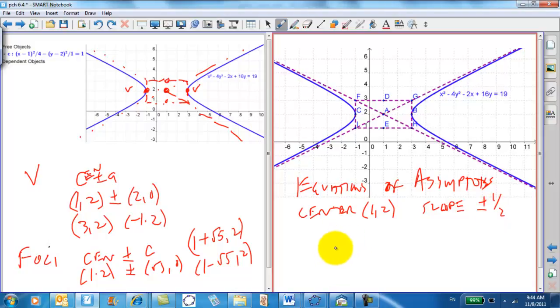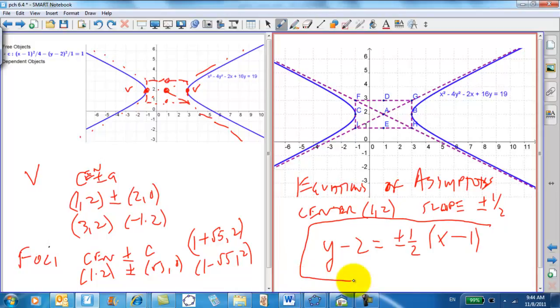So in this case, we get then for the asymptotes y minus 2 equals plus or minus a half times x minus 1. Real handy application of point slope form, where you can use the plus or minus slopes right there, and then just use the center, because each of the asymptotes goes through the center.